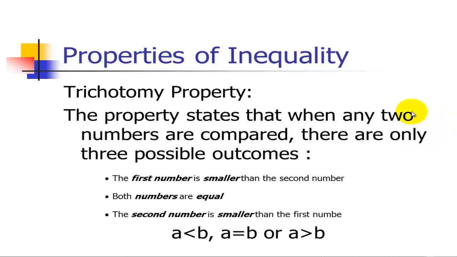Alright, next we are going to discuss the properties of inequality. So the first property is the trichotomy property. This property states that when any two numbers are compared, there are only three possible outcomes. It can be that the first number is smaller than the second number, both numbers are equal, or the second number is smaller than the first number.